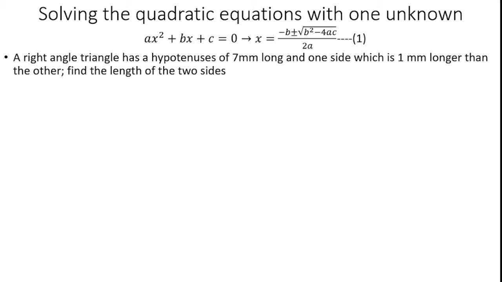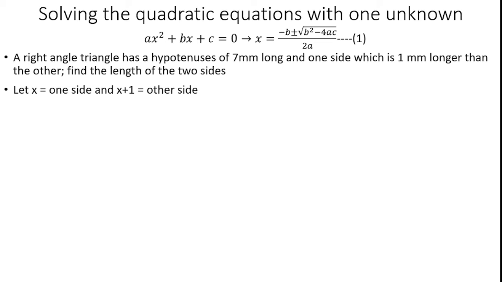The hypotenuse is 7 mm long, and one side is 1 mm longer than the other. The adjacent side may be called x, so the opposite side should be x plus 1. The problem data is given; then find the length of the two sides. I don't know the opposite side and adjacent side lengths, but I only know the hypotenuse value. From this data, how can I frame the mathematical model?